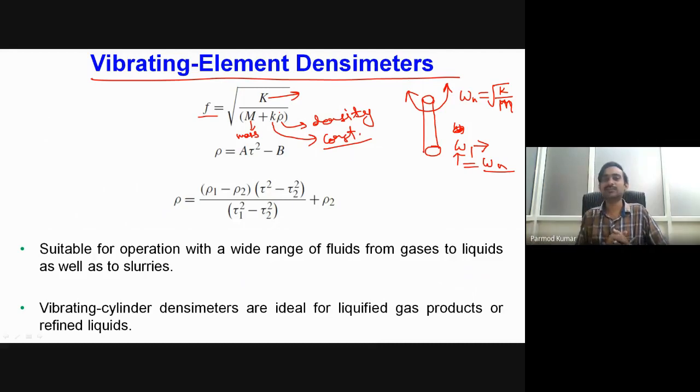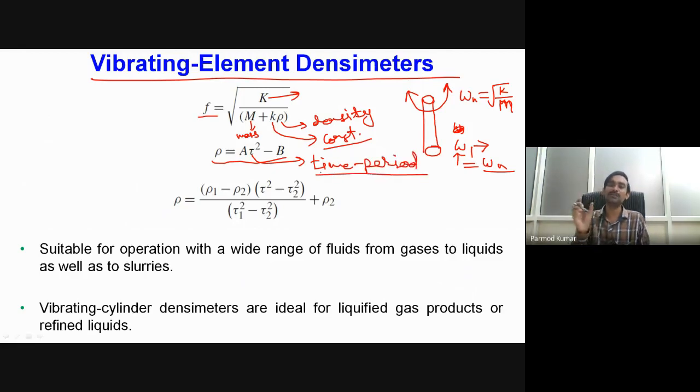But this is difficult to achieve, because every time we change the liquid, the small k value changes. So in practical conditions, vibrating element densimeters are employed in a slightly different way. Density is related by the equation rho equals A into tau square minus B, where A and B are two constant quantities, and tau represents the time period of oscillations to which the system is subjected.